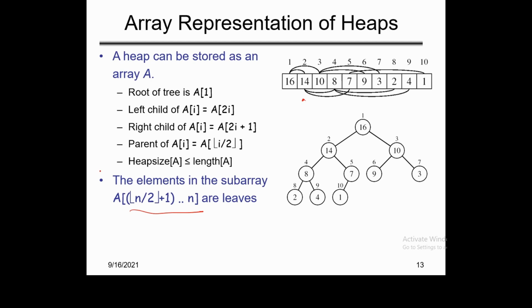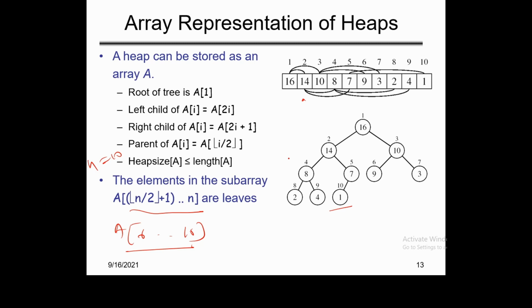suppose the number of elements is 10, as here, so it will be 10 by 2 plus 1, that is 6. So from 6 to 10, these will be leaves: A6, A7, A8, A9, A10. Okay, so these are the leaf values.